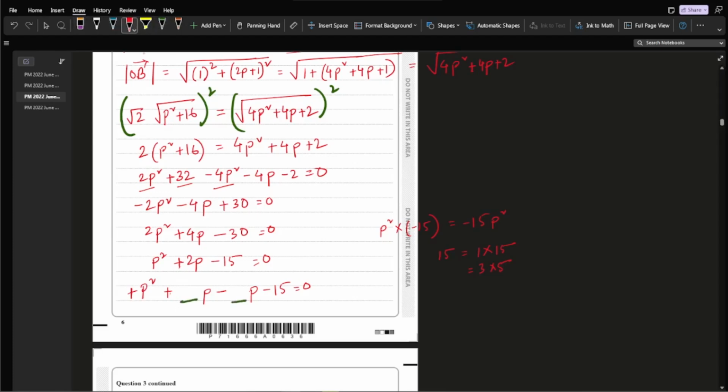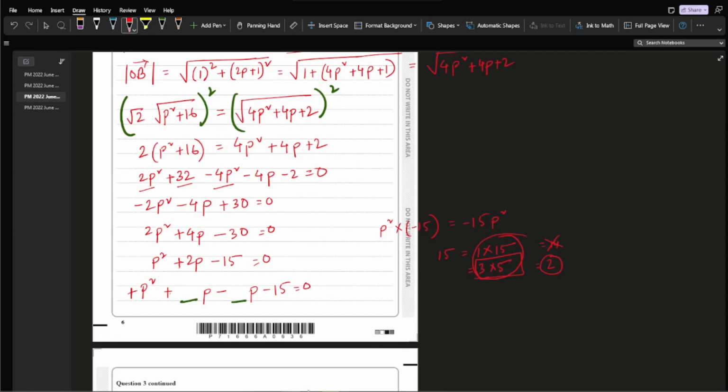We have to find a combination where the difference of the two numbers is basically 2. 15 minus 1 is 14, so not this one. 5 minus 3 is 2. That 2 matches, so this is our combination. If you ever get stuck, you can follow this method to find middle term factorization. And obviously in this case you can just plug this equation into your calculator and solve it.